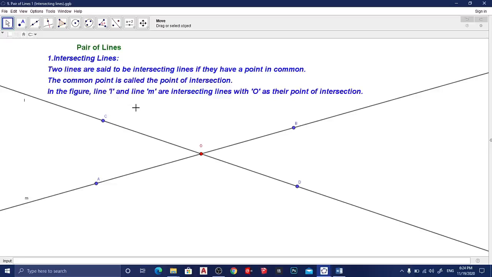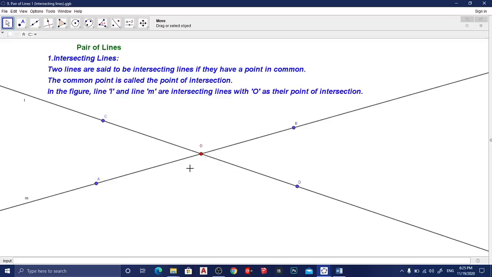All of you are aware of these intersecting lines from your previous classes also. Two lines are said to be intersecting if they have a point in common. The common point is called the point of intersection. This red color common point is called the point of intersection. Here in this figure, line L and line M are intersecting lines with O as the point of intersection.